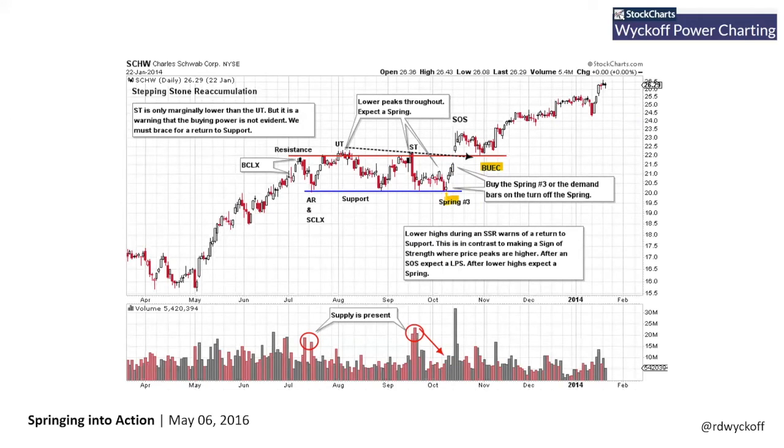These are excellent places. A low volume spring of the low area can be bought right away. The strength you can follow by buying the strength on the turn, and the backup is an excellent place to initiate or add to positions. So this is a great case study also.